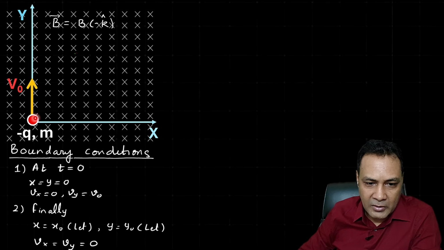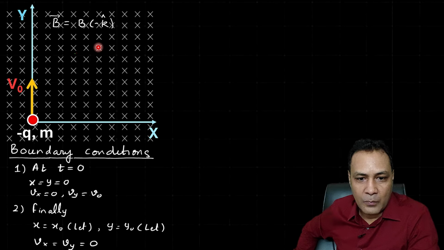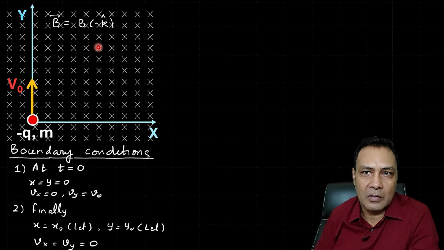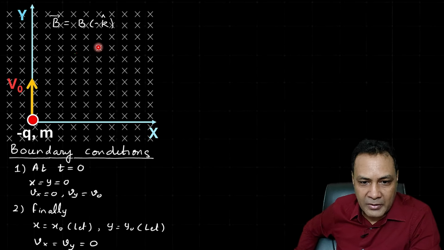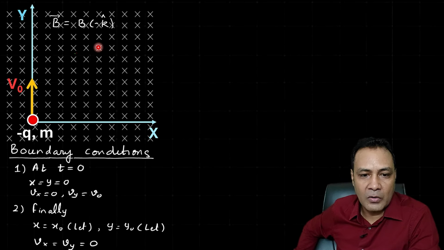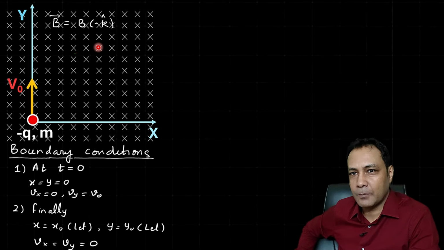Initial velocity is in the y direction, and the magnetic field is in the negative z direction, so the magnetic force is qv cross B. That will be perpendicular to the B vector, so the magnetic force will always be in the xy plane, and the damping force will be opposite to the velocity, so the particle will always be in the xy plane.